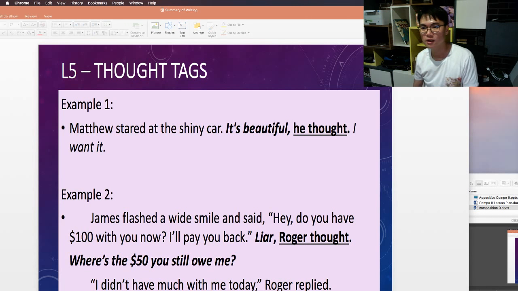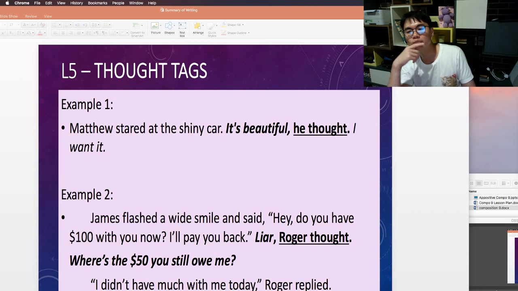Is it okay to write a full stop before he thought, they thought? Okay, so usually the thought tag happens in between two thoughts. So I wanted, comma, she thought, full stop, it looks delicious. Right? Usually that's the format to follow. I think that would be the safe format to follow.